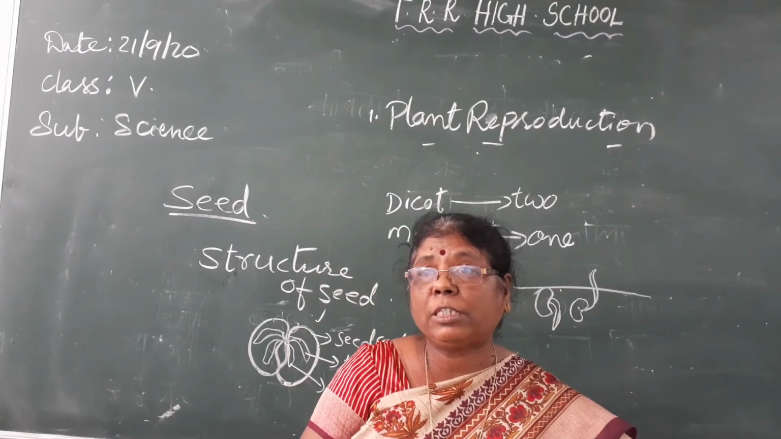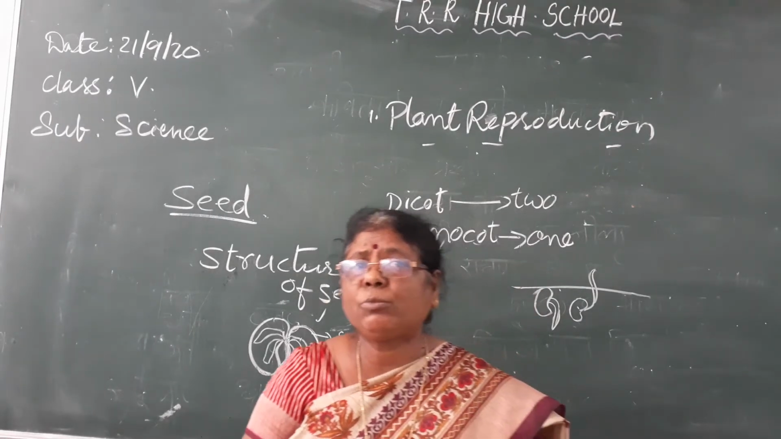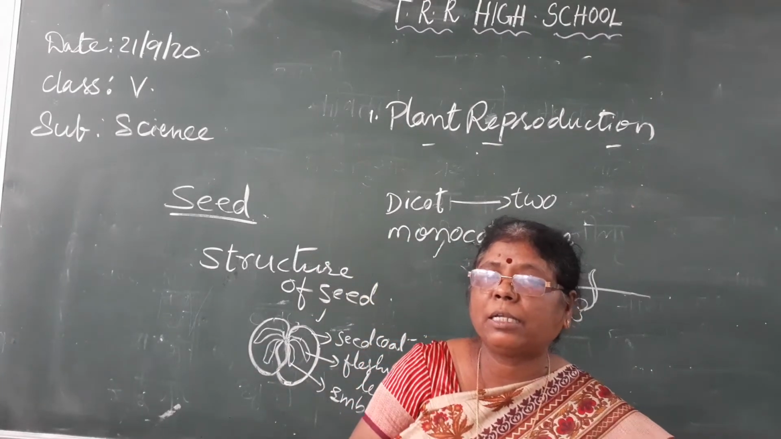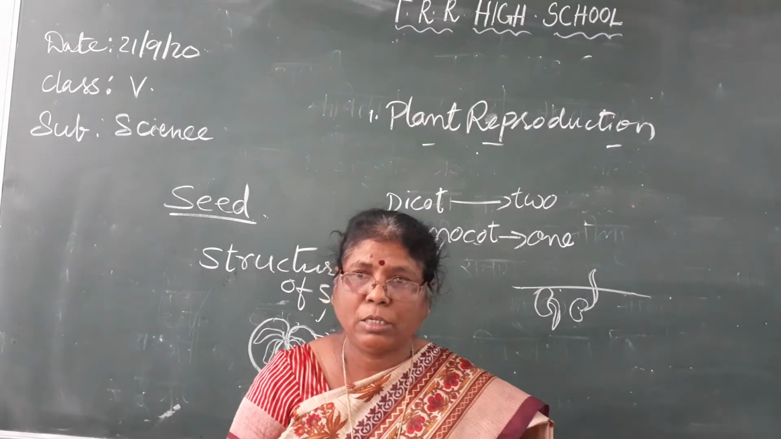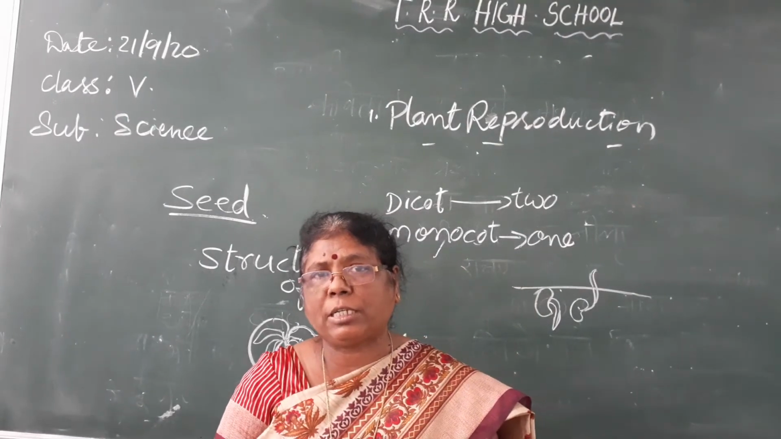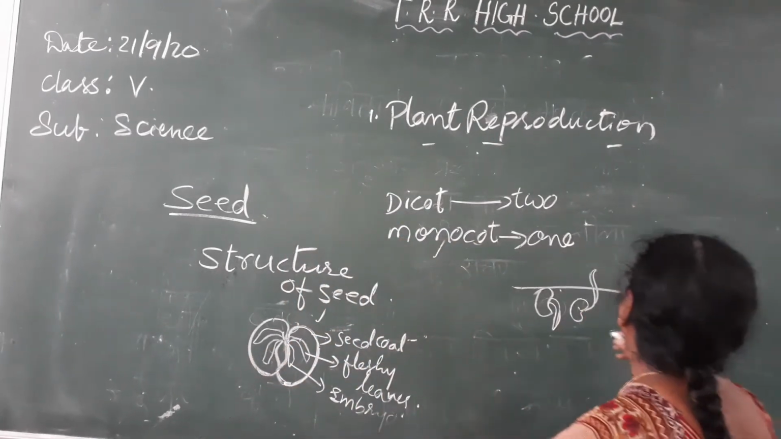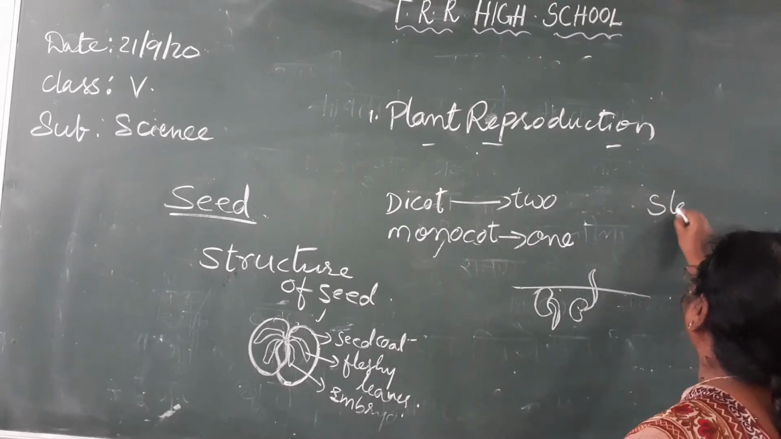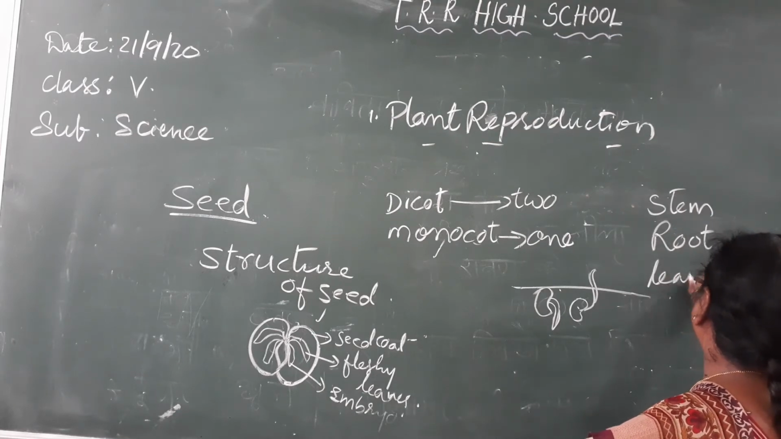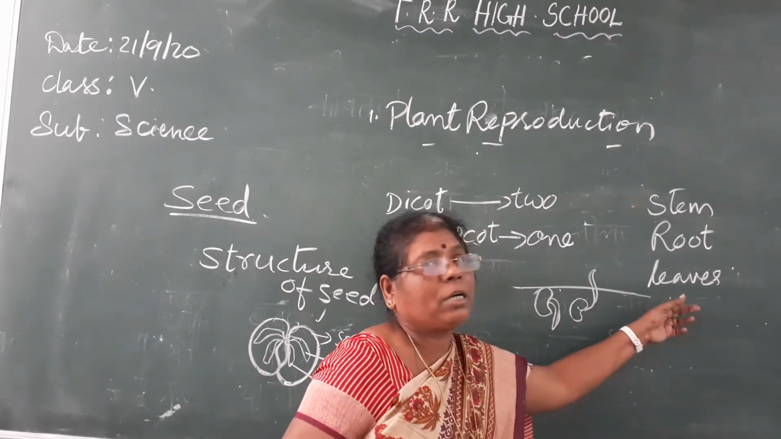We studied about the vegetative propagation. What is vegetative propagation? The plants produce new plants from the vegetative parts, root, stem and leaves, other than seeds. That is called vegetative propagation. Isn't it? And what we have discussed, what are the vegetative parts? Stem, root and leaves. These are the vegetative parts of a plant.